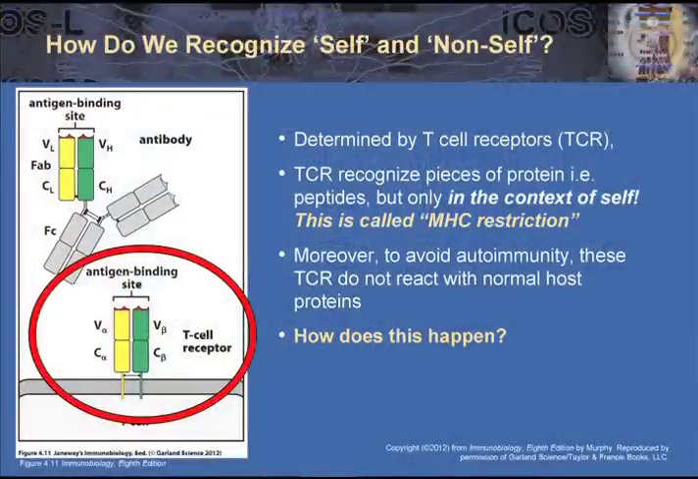So the question about self and non-self returns to the immune system, and we have two basic mechanisms of recognizing pathogens or foreign invaders. One mechanism is the antibody, shown in the panel on the left in the upper left-hand corner.